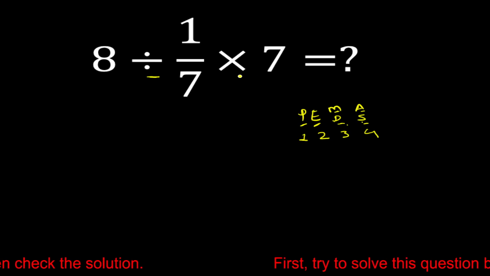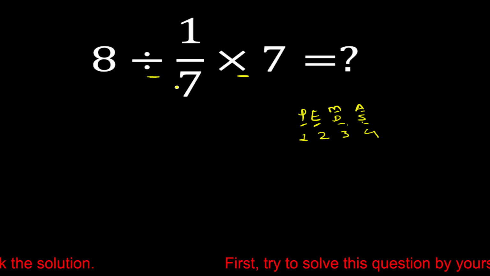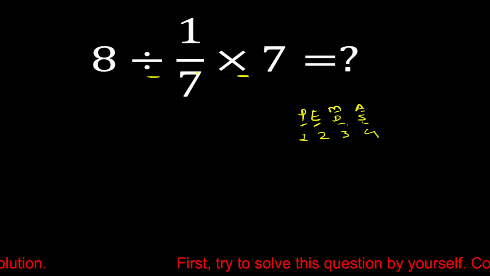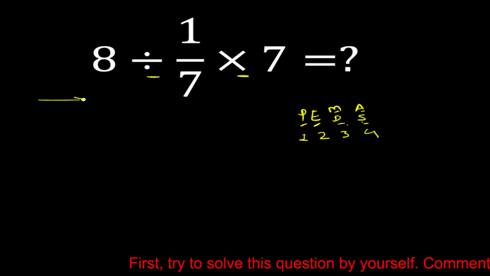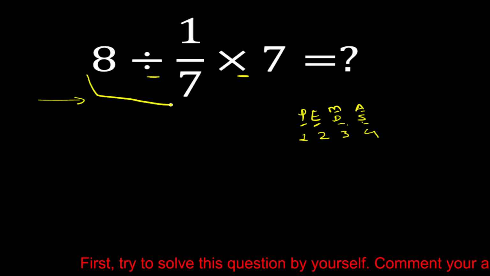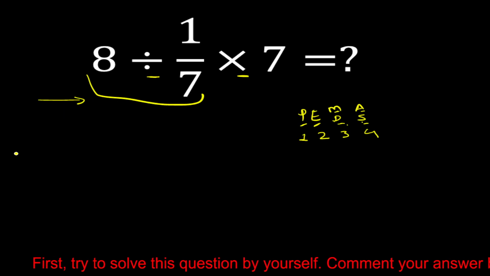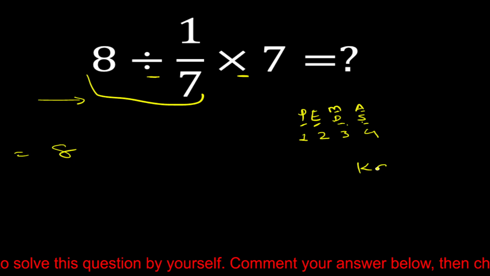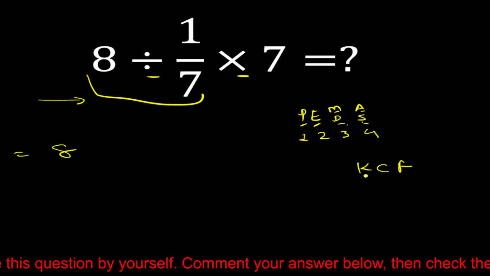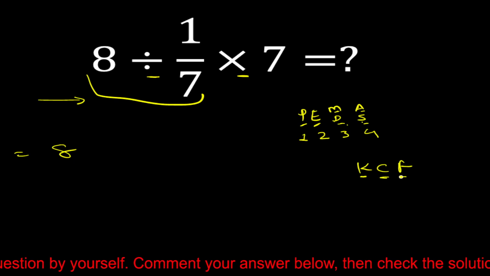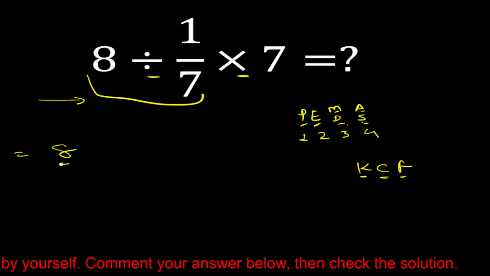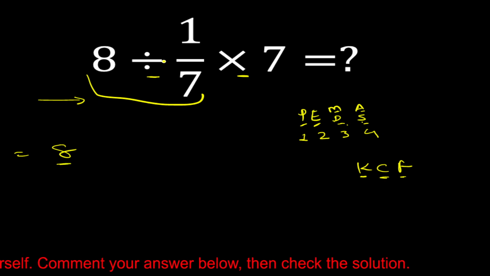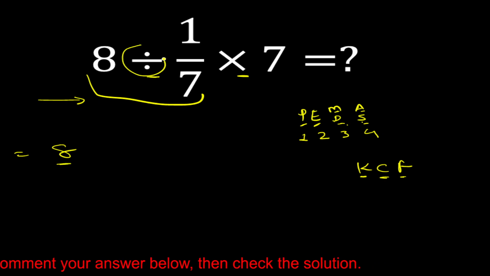Here is one division and here is one multiplication. Both have equal priority, therefore we have to solve it from left to right. Okay, so first we have to solve this part. So 8. Now according to the KCF rule, K means keep, C means change, and F means flip. So keep this 8 as it is, change the sign from division to multiplication.